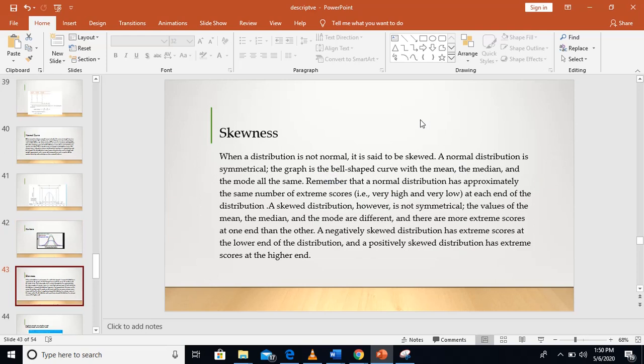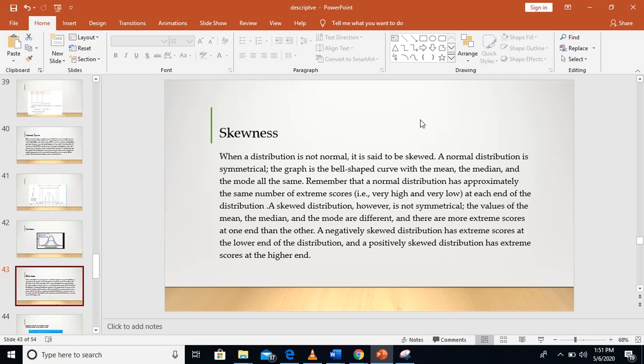Skewness. When a distribution is not normal, it is said to be skewed. A normal distribution is symmetrical. The graph is a bell-shaped curve with the mean, the median, and the mode all the same. Remember that a normal distribution has approximately the same number of extreme scores, very high and very low, at each end of the distribution. A skewed distribution, however, is not symmetrical. The values of the mean, the median, and the mode are different.